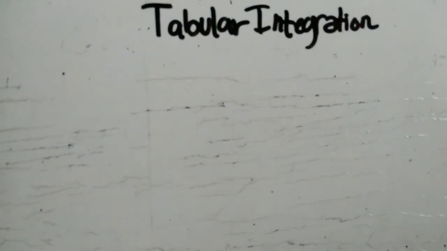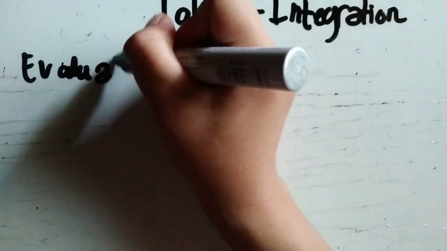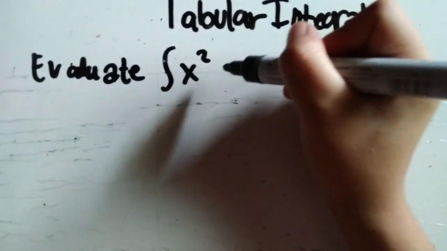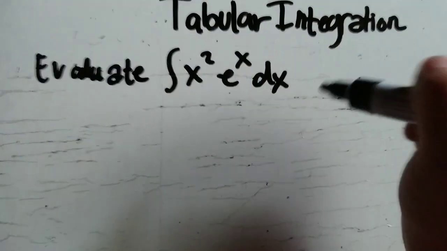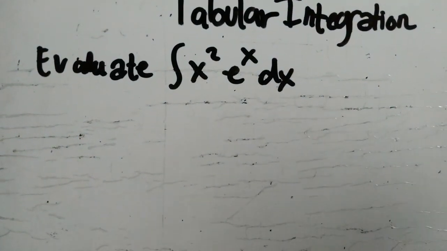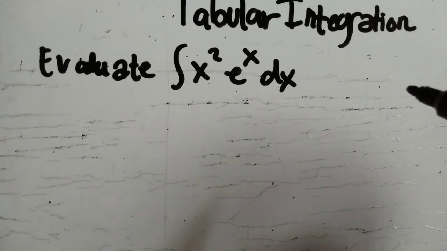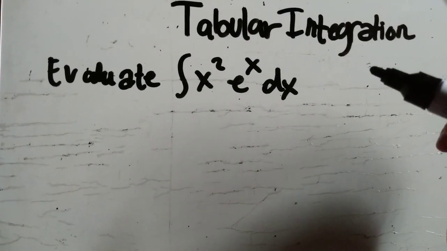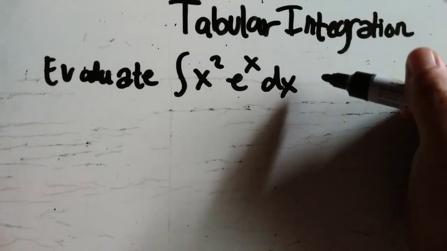So first example, we're going to evaluate the integral of x squared e raised to x dx. This integral, we can evaluate using integration by parts, but we can also use the tabular method in evaluating this integral.